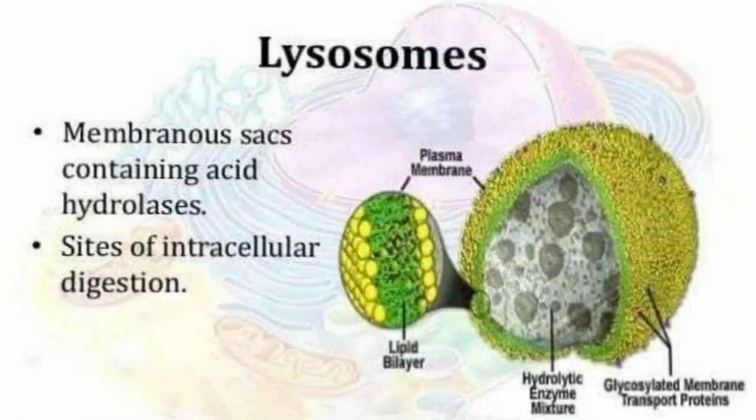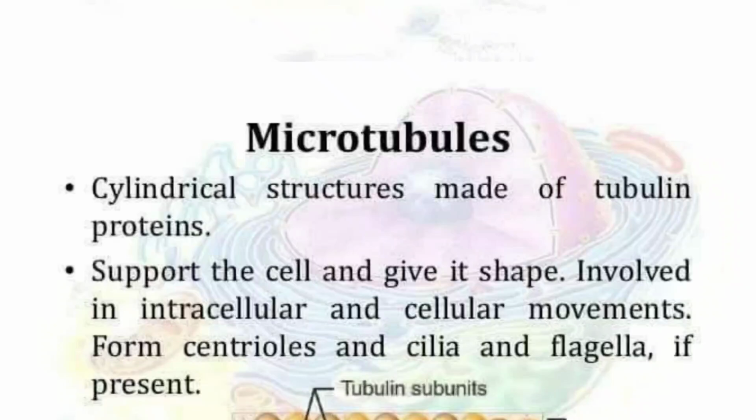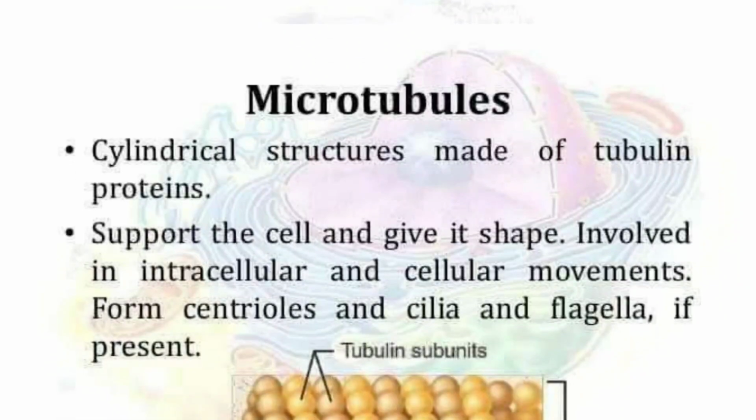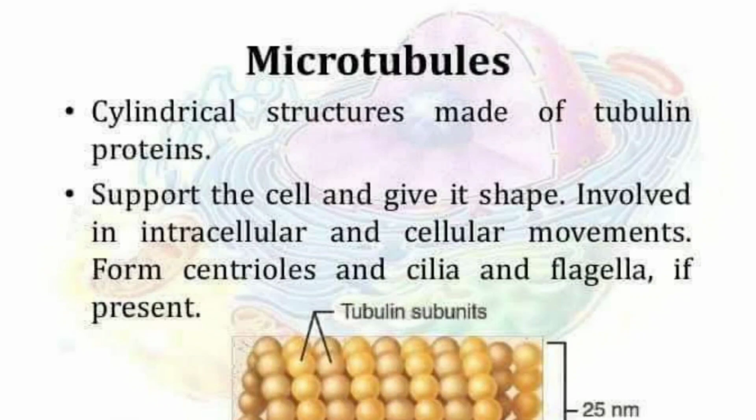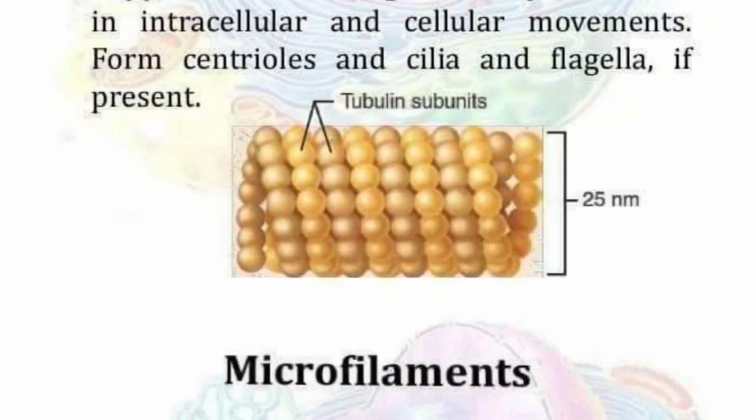Lysosomes, membranous sacs containing acid hydrolases, site of intracellular digestion. Microtubules, cylindrical structures made of tubulin proteins, support the cell and give it shape, involved in intracellular and cellular movement from centrioles, and cilia and flagella if present.